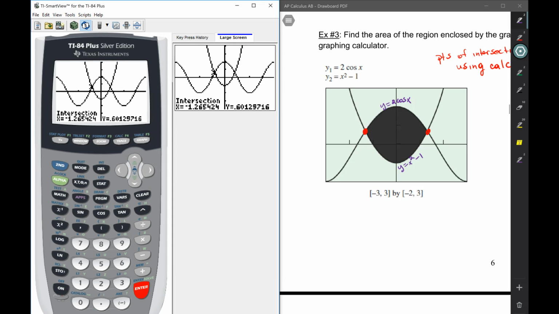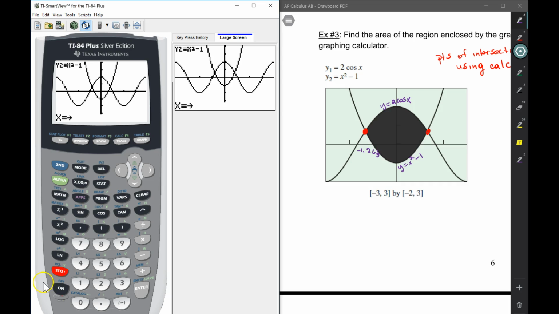So the intersection here is negative 1.265. Okay? That's what I got. Right? Okay, now look at what we're going to do. There is a button here, right above the on button, that's STO. It's the store button.